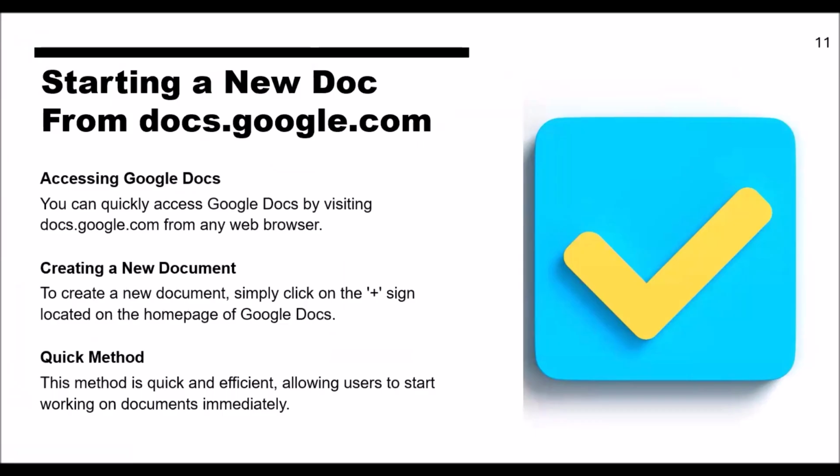Starting a new doc from docs.google.com. When you're accessing your Google Docs, just go to the browser, go to that site. Then to create a new document, there is a plus sign located on the home page of Google Docs, and it says new blank document. This is a very quick and efficient method to allow users to start working on documents immediately.